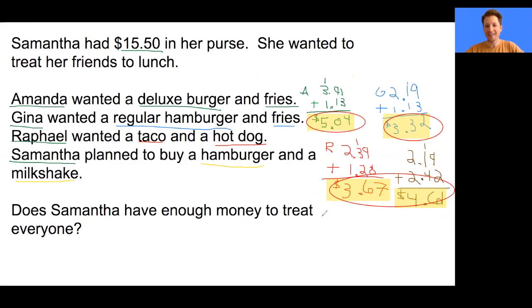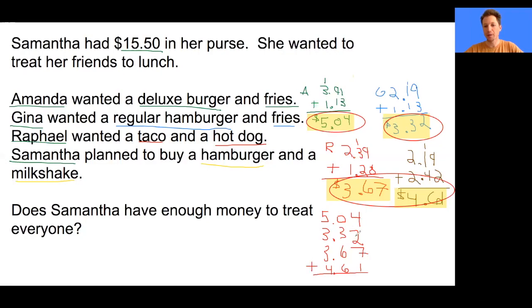And again, I need to now add up the totals. So again, I recommend that you start with the biggest number at the top, which is $5.04. You're going to add that to $3.32, which is Gina's. And then Raphael's, that's $3.67. And then last but not least, Samantha's order of $4.61. I'm going to draw this line here and put an addition sign here.